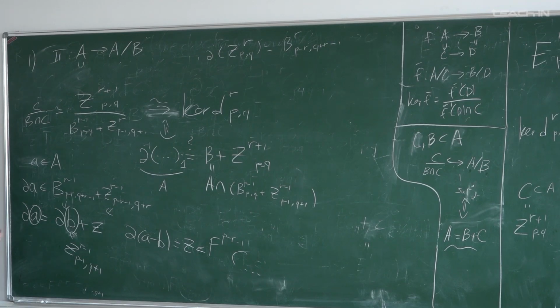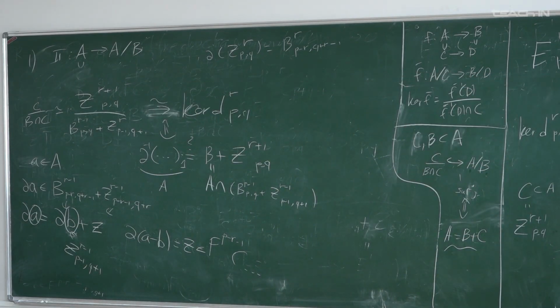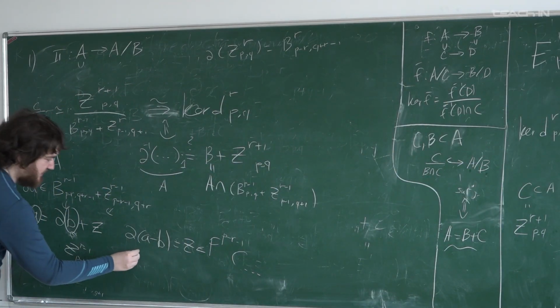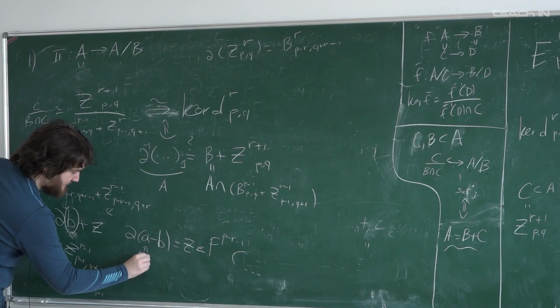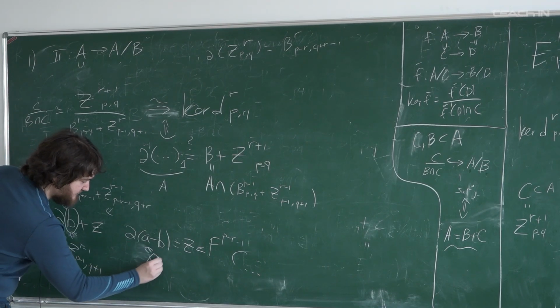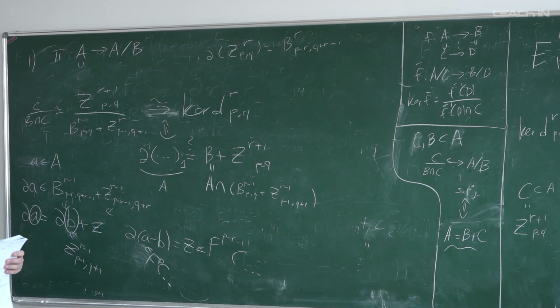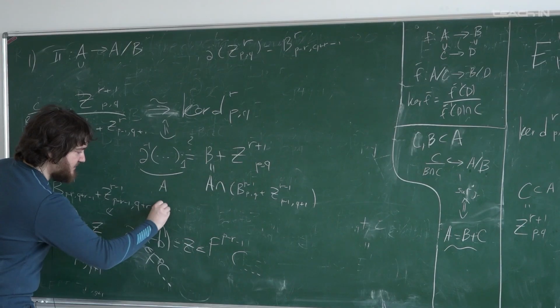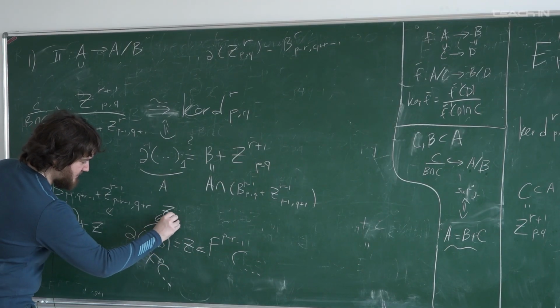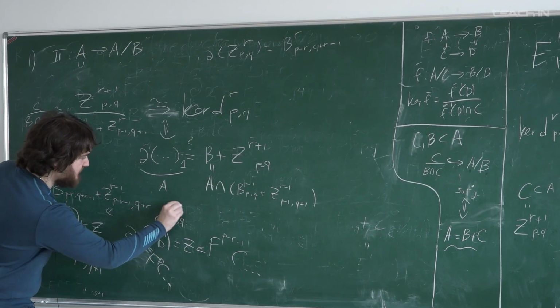In general, A lies in the P filtration. B lies maybe in a smaller filtration, but in general, this element lies in the P filtration. And its image lies in the P minus R minus 1 filtration. So this means that this element lies in Z_{R+1}^{P,Q}.